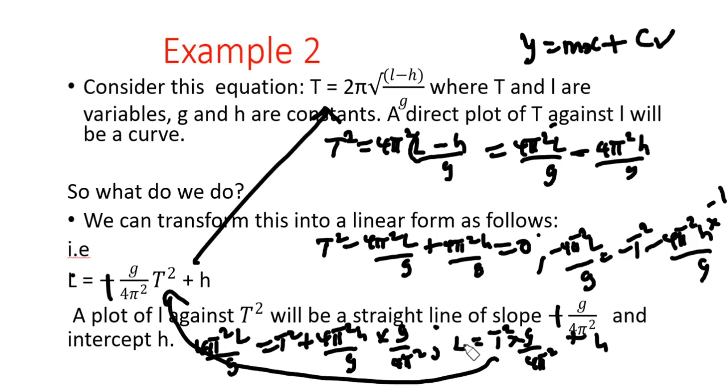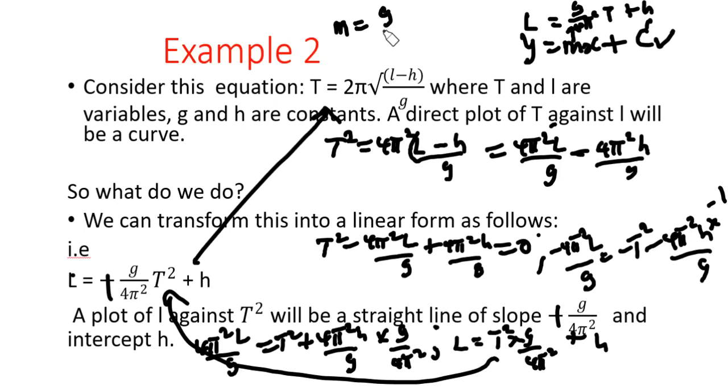So a plot of L against T² will give you this as the slope. Of course, this is now looking like L equals G/4π² times T² plus H. So the slope is this, while the intercept is what? H. So we can always now find the acceleration due to gravity by equating the slope with this.